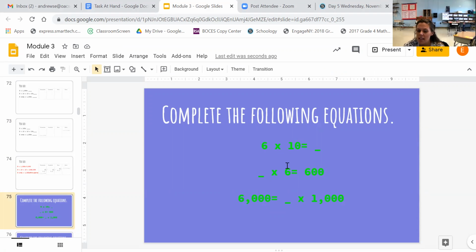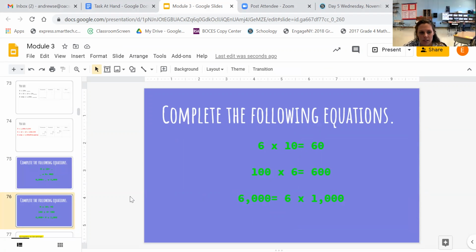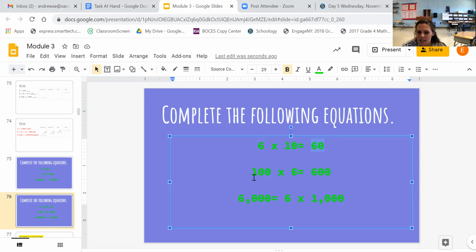First, we're multiplying by 10. Then we're going to do something that equals in the hundreds. And last, we're going to do something that's in the thousands. So hopefully you notice a pattern. Go ahead and pause your video. Here we go. So we multiplied by 10 and we had an answer of 60. We multiplied by 100, we had an answer in the hundreds. Multiplied by 1,000, and we had an answer in the thousands.